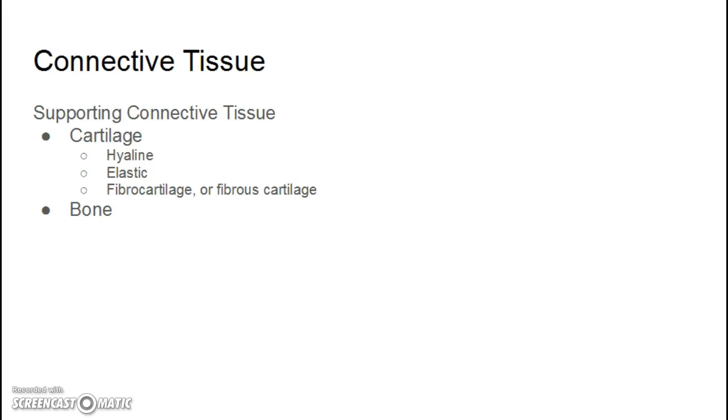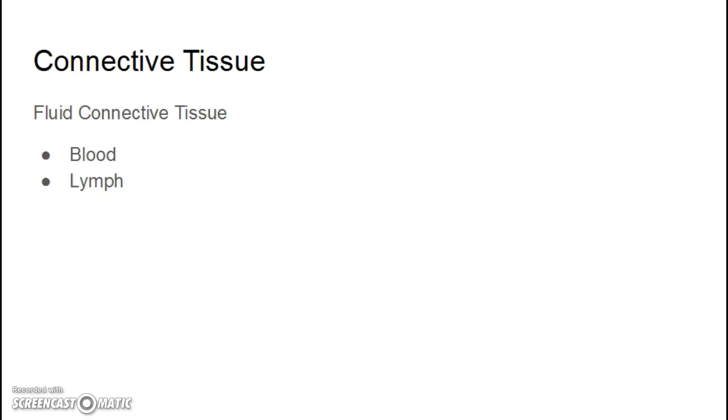The supporting connective tissues include cartilage and bone, and we have three types of cartilage: hyaline, elastic, and fibrocartilage, sometimes called fibrous cartilage. And the last kind of connective tissue would be the fluid connective tissue, blood and lymph. I'm not going to be showing a slide or a picture of lymph, but I'll be showing you a picture of all of the other types of connective tissue.